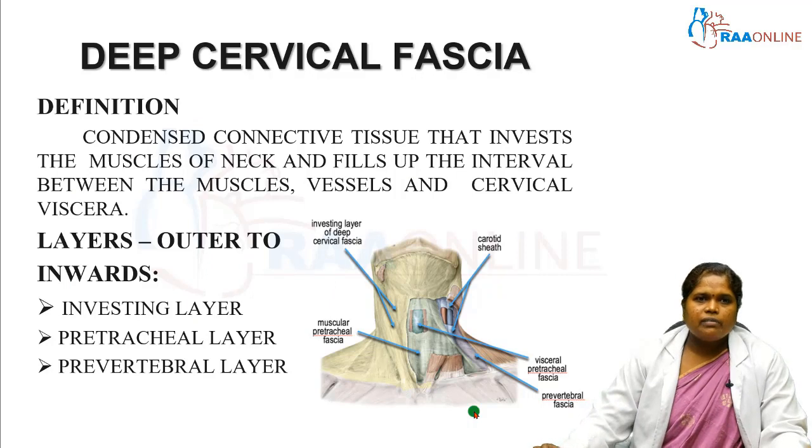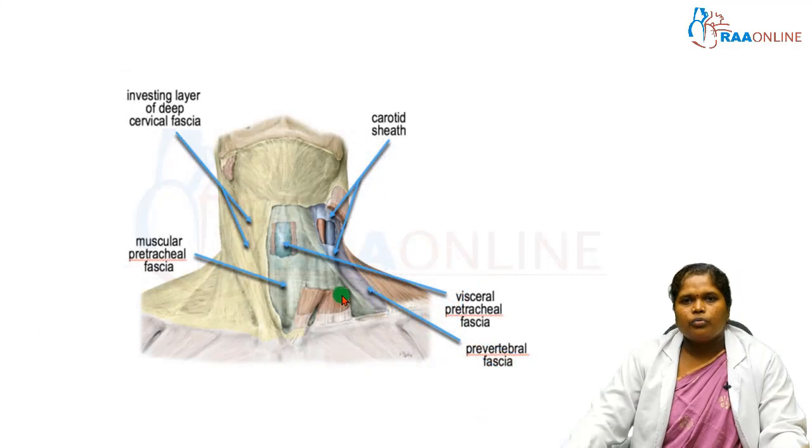Now this deep cervical fascia, why is it present in the neck? It is a condensed connective tissue that invests the muscles of the neck and it fills up the interval between the muscles and vessels, and it also protects the neurovascular structures of the neck. So that is the function of deep cervical fascia.